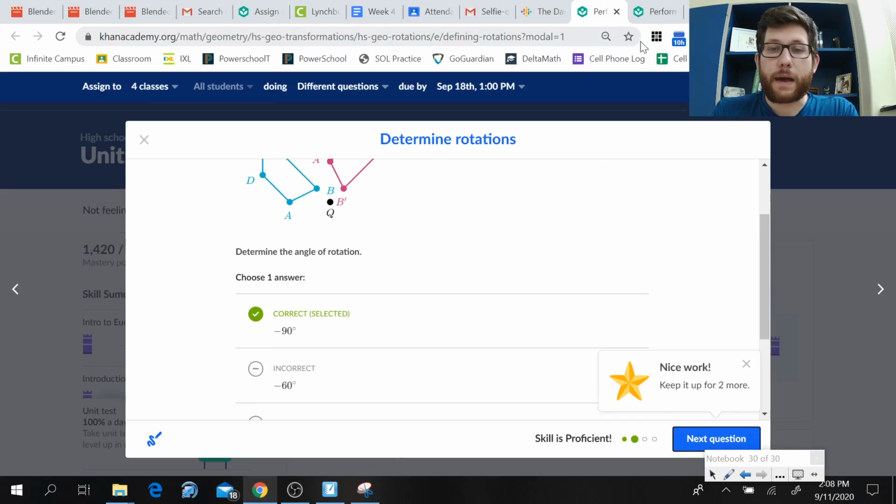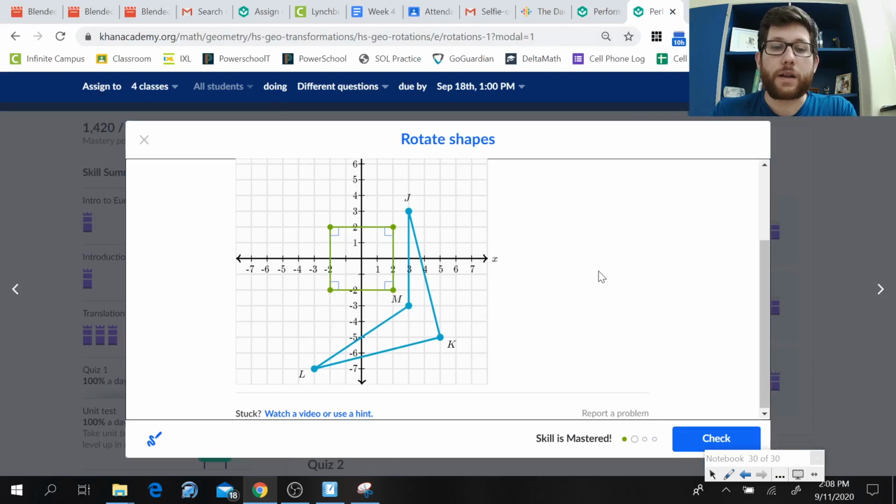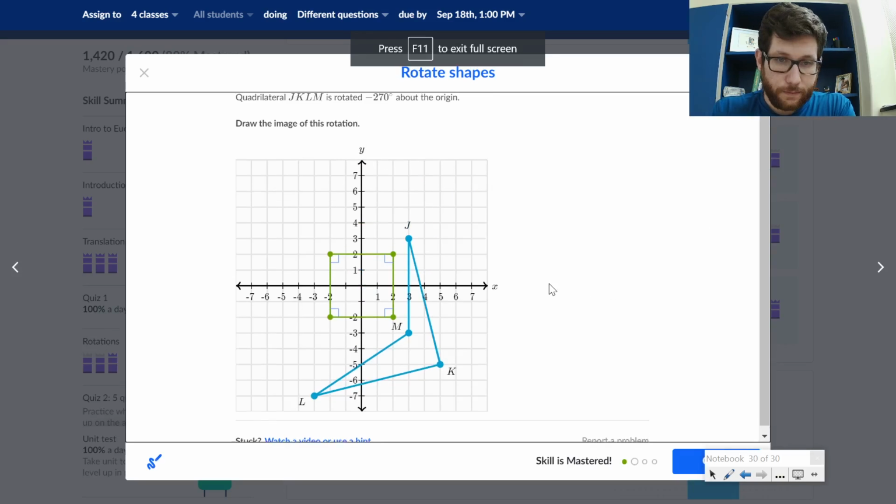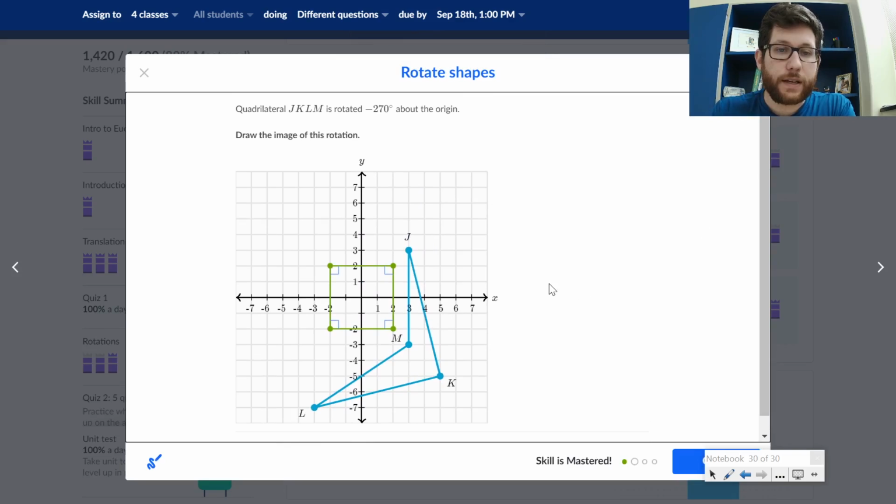Now that's the first one. That one's not too bad. The second one is a little bit of a doozy, okay? But it's part of what we need to learn here, and I think that you can do it. So notice it says it wants to rotate JKLM negative 270 degrees about the origin. So the first thing I'm going to do, I'm going to go ahead and place my point so it kind of matches up on here.